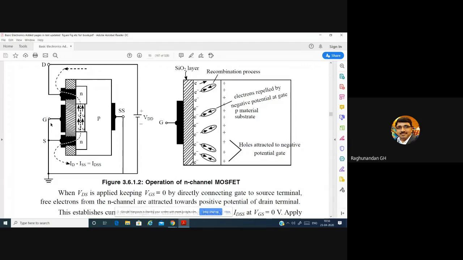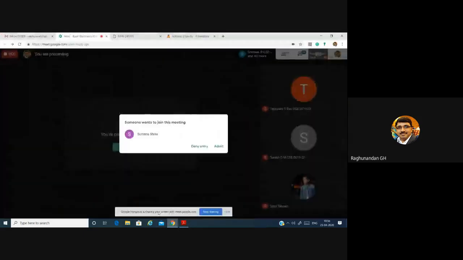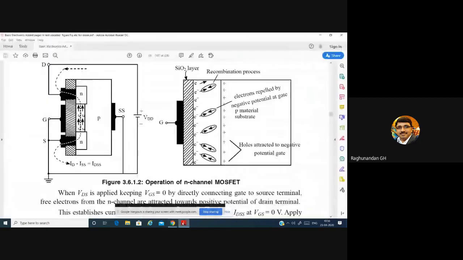When you apply positive voltage, what happens? The electrons which are present in the p substrate get added to this n channel. Because of that, more electrons will be involved in the process of flowing, so that will give more drain current. So this is about how it works.